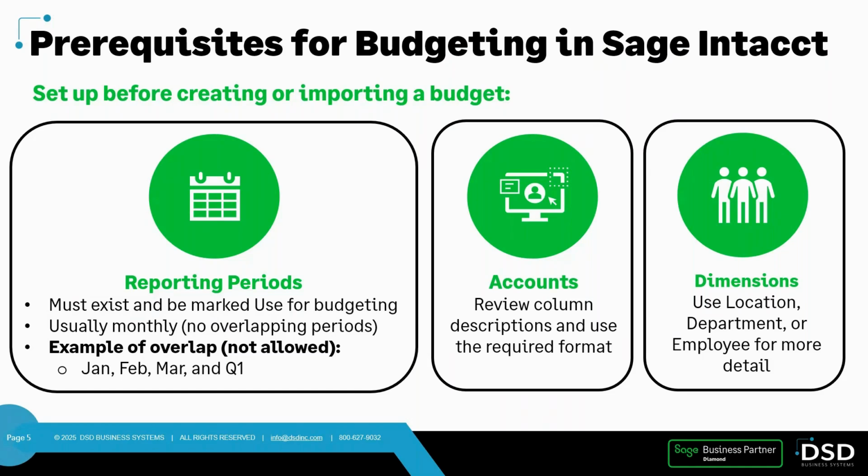The second part to that is the accounts. Just making sure that those account descriptions are correct first and foremost, and secondly that they are in the right format. There have been countless times with accounts not being correct, and they will give you errors, and then you will get that email notification saying that it needs to be corrected before it can be imported in. And then lastly is your dimensions, whether using locations, departments, maybe employee for more details, just making sure that those are all added into your budget template.